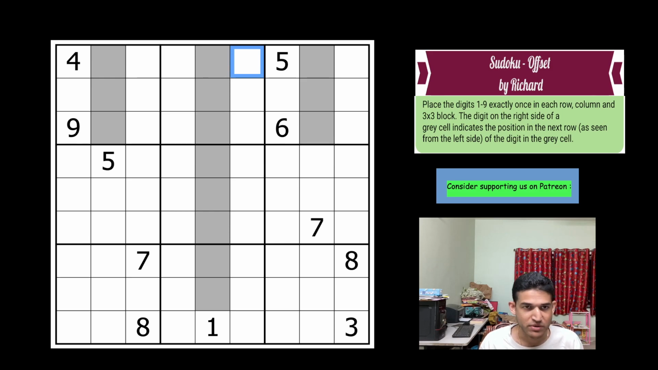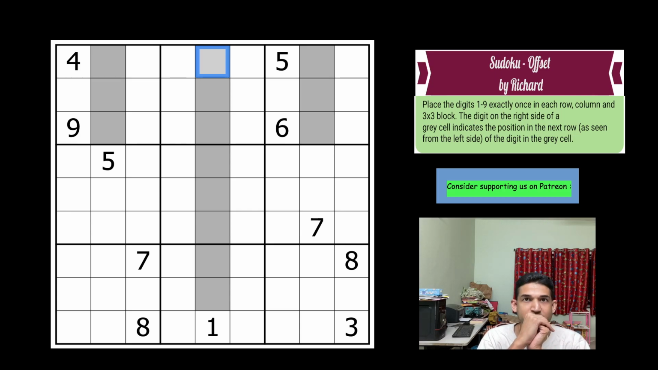So let's take an example. Let's say we have a 2 here and a 7 here, right? Basically this means that the 7th cell in the next row, because 7 is to the right of the gray cell, must be a 2 because 2 is in the gray cell. So this cell basically acts as a pointer for the digit here in the next row, right? So once you get the hang of the Sudoku, you can get some nice deductions. So this is the variant rules. So let's start the Sudoku now.